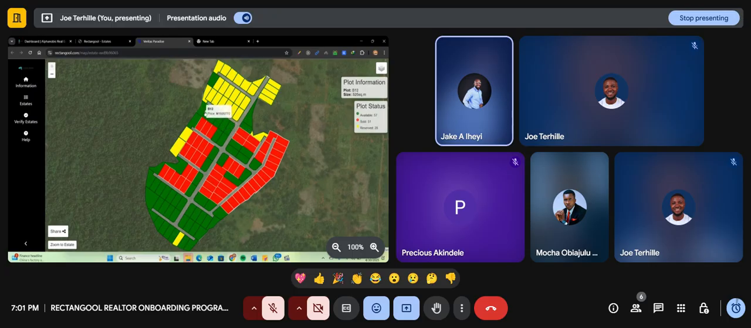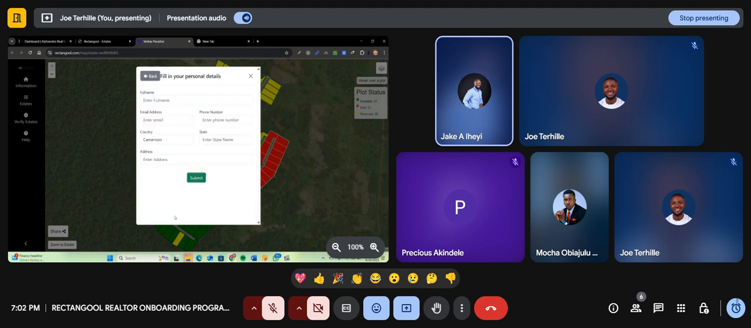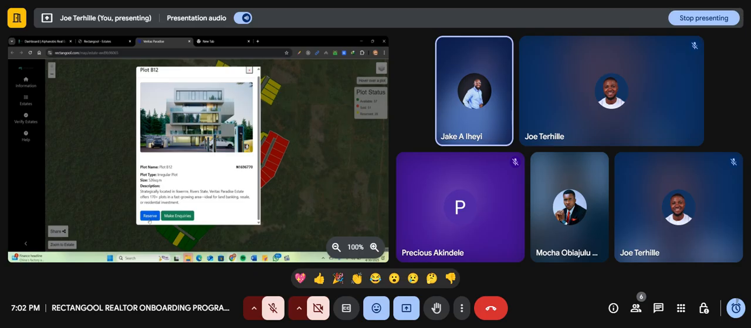So what does that mean for me as a customer? Take for example, I'm interested in buying this plot, B12 right here. On the top right corner, I'm able to see the size of the plot. I'm able to click on the plot and read a little bit of information about it, and I can click on either make inquiries about the plot, or I can just reserve right here, which means I want to buy.